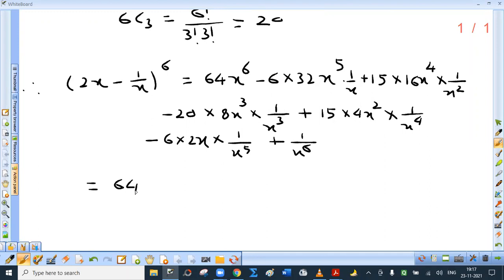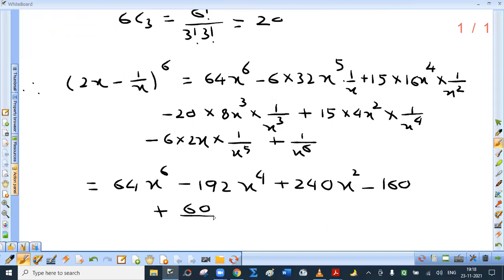It will be 64x raised to 6 minus 192x raised to 4, okay, plus it will be 240, is it? 240x square minus 160 constant term. Yes. Plus 60 upon x square minus 12 upon x raised to 4 plus 1 upon x raised to 6. This is the final answer.